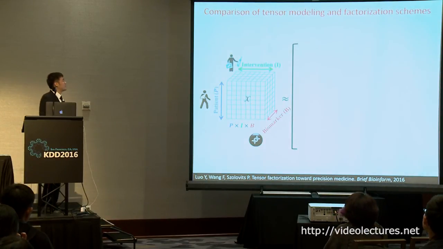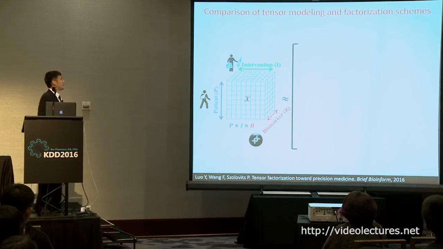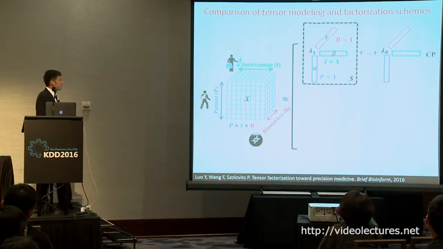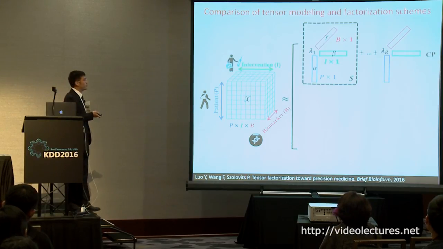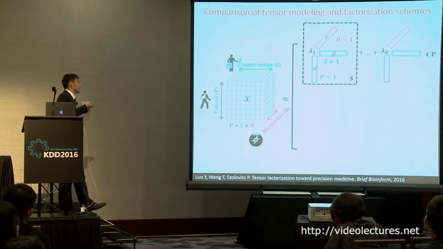And here is just a comparison of the different strategies for tensor modeling and factorization. I think CP is pretty flexible and also easy to explain, right? Because CP factorizes the tensor into one-mode phenotype tensors, and each one-mode tensor is actually one subgroup of the patients, so it's very easy to explain.